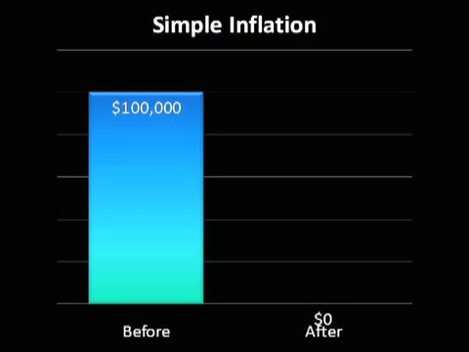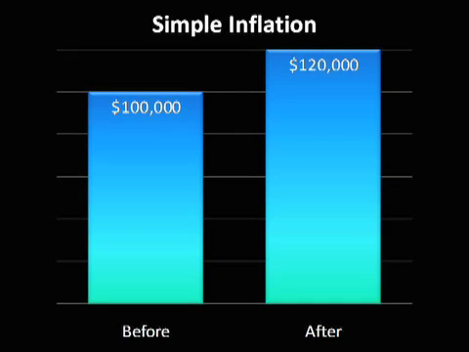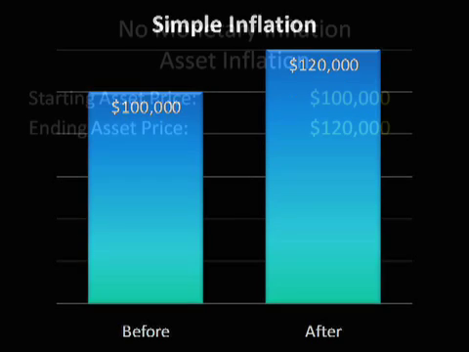The money supply, however we define that, went up. More money sloshing around the economy means prices rise. Our asset was worth $100,000, now it's worth $120,000. So that's inflation by definition. And that's pretty much all we know.